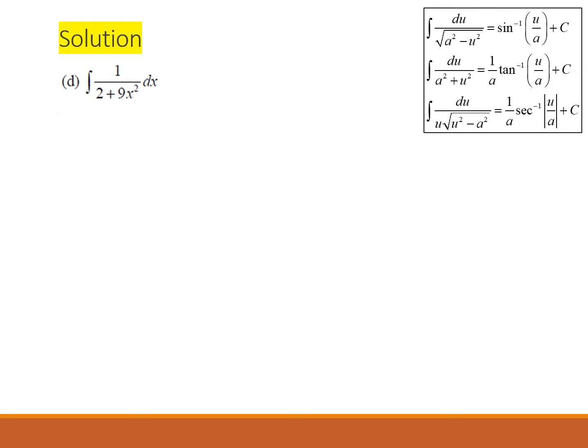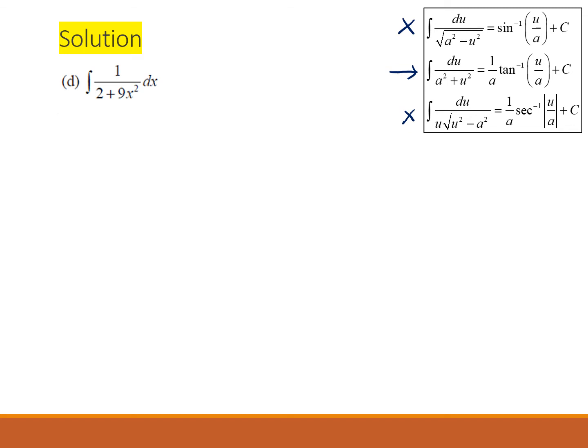Now let us try the first question. The integration of 1 over 2 plus 9x squared dx. This question does not involve the square root, so inverse sine is not the solution, and this is also not the solution for this integration. At the end of the solution, you should get the arctangent. So it is in terms of arctangent.